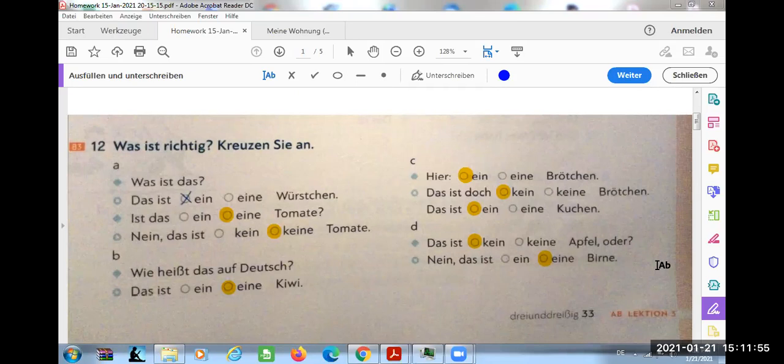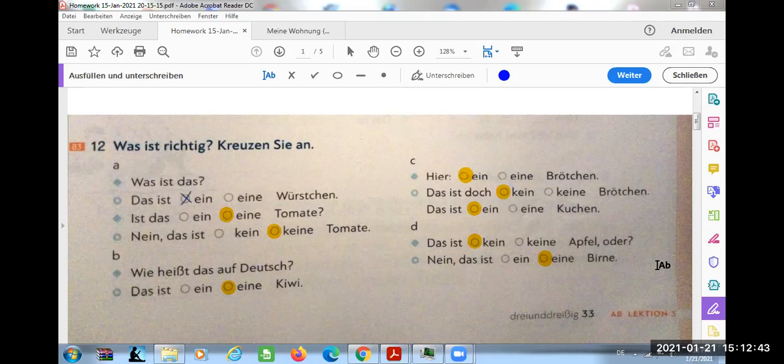Continue. Wie heißt das auf Deutsch? Eine. Read everything. Wie heißt das auf Deutsch? Then the answer is eine. I want everybody to read the complete answer, not just the answer, okay? The complete sentence, I mean. Wie heißt das auf Deutsch? Das ist eine Kiwi. Super.